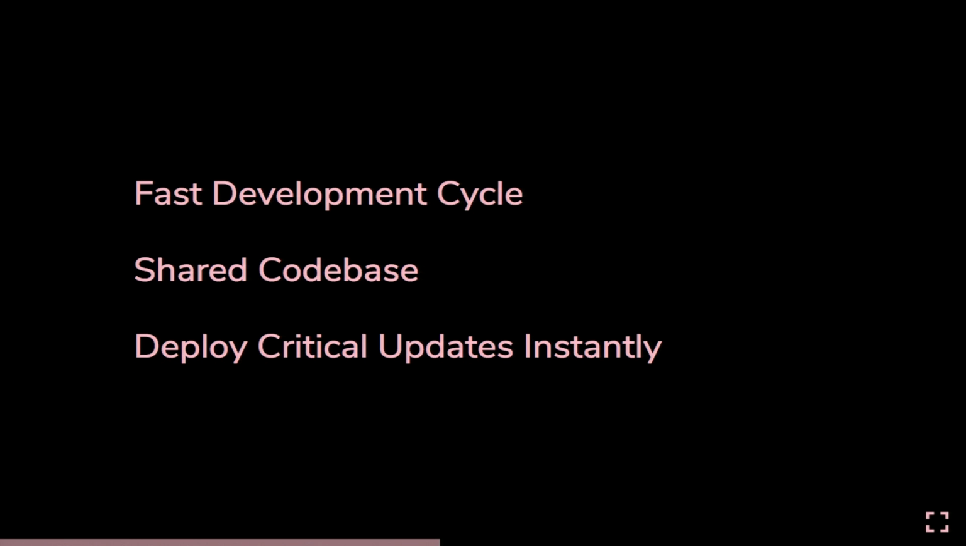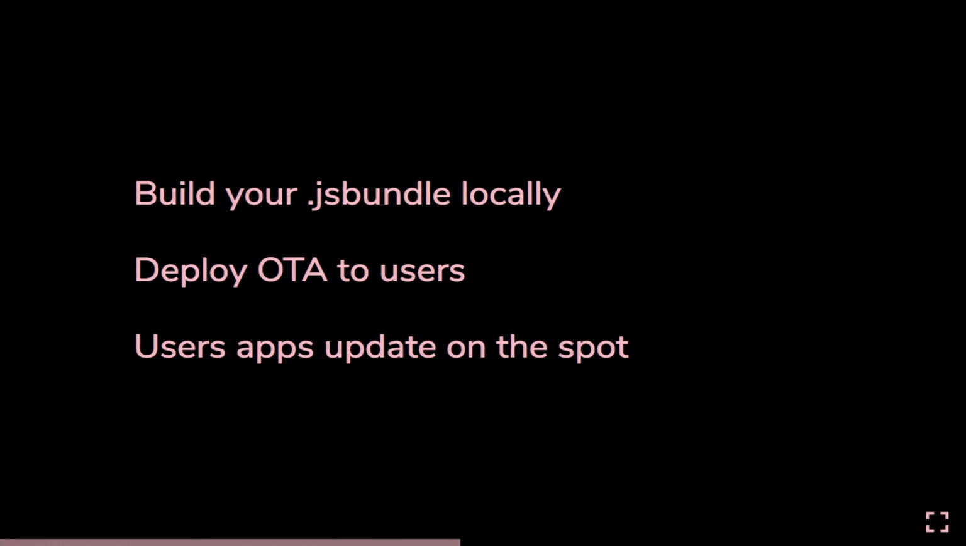And as a business, the most important thing, in my opinion, is you can deploy critical updates instantly. I'll tell you how that works. It's called CodePush, right? So you bundle your JS bundle locally, and you can deploy it over the air to users. So when your app is written in React Native, you can deploy that over the air. You get to skip the App Store, right?